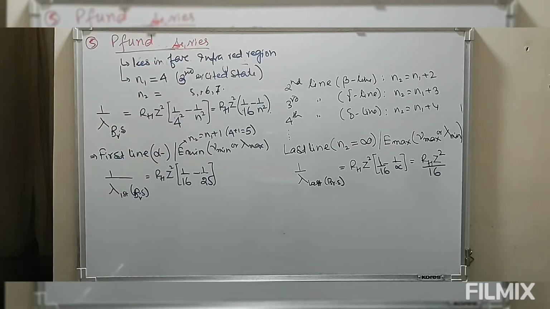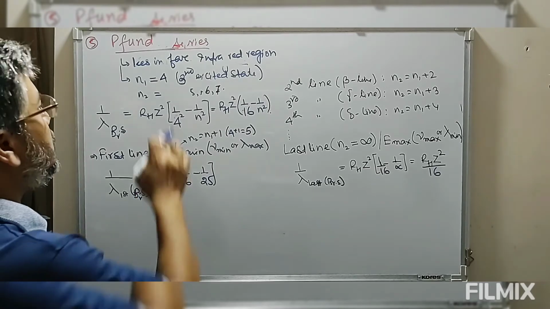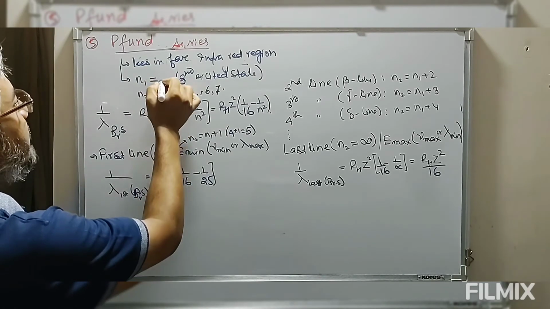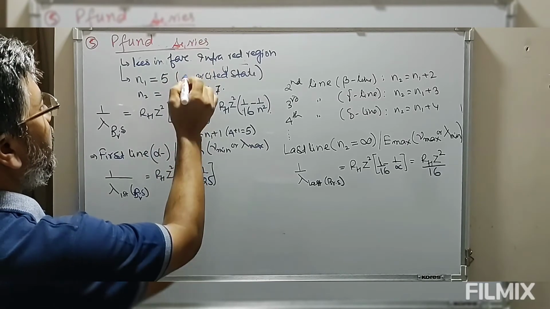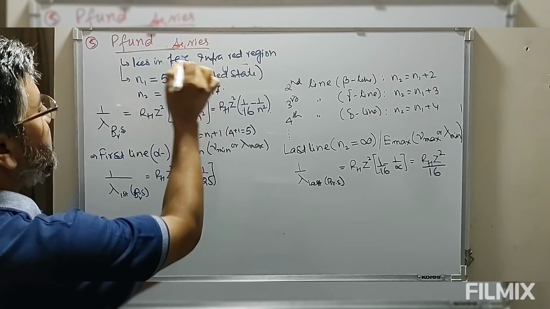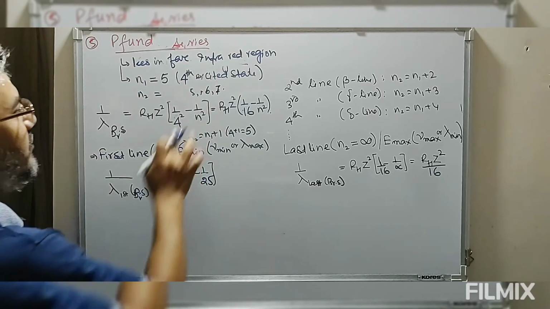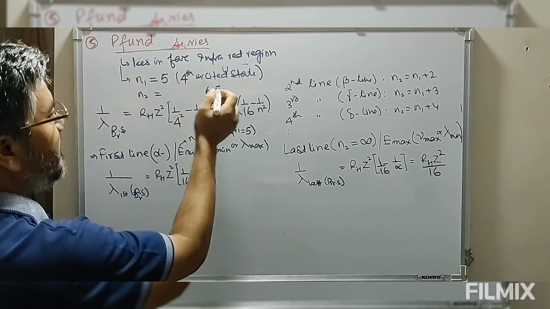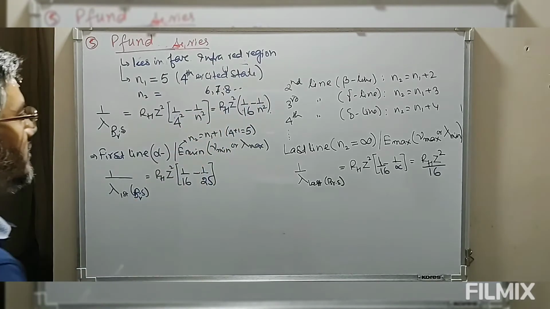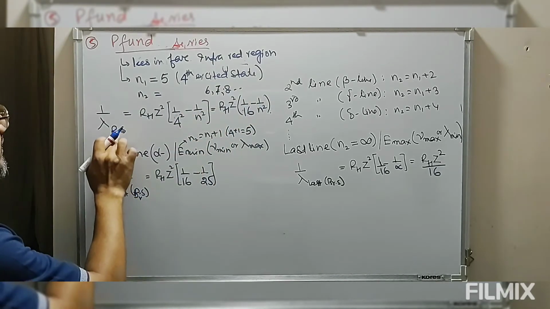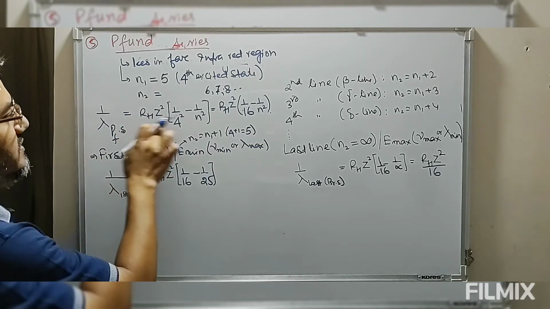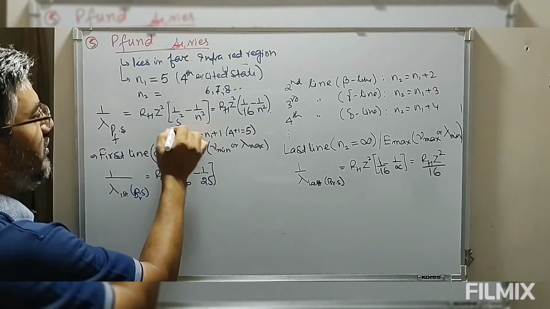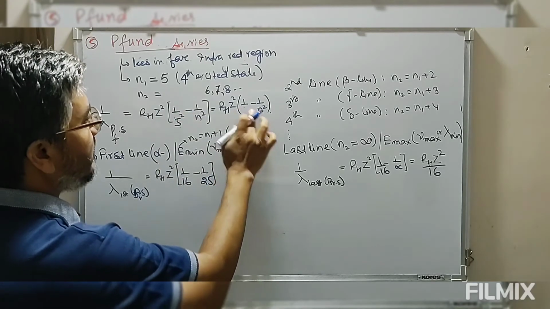So the last three, Pfund series, Brackett series, Paschen series, lie in infrared. The value of N1 is 5. So 5 means this is the fourth excited state. The electron is coming to the fourth excited state from any values greater than 5, that is 6, 7, 8, etc. So the wave number for Pfund series, that is 5 square. 5 square is 25 here.